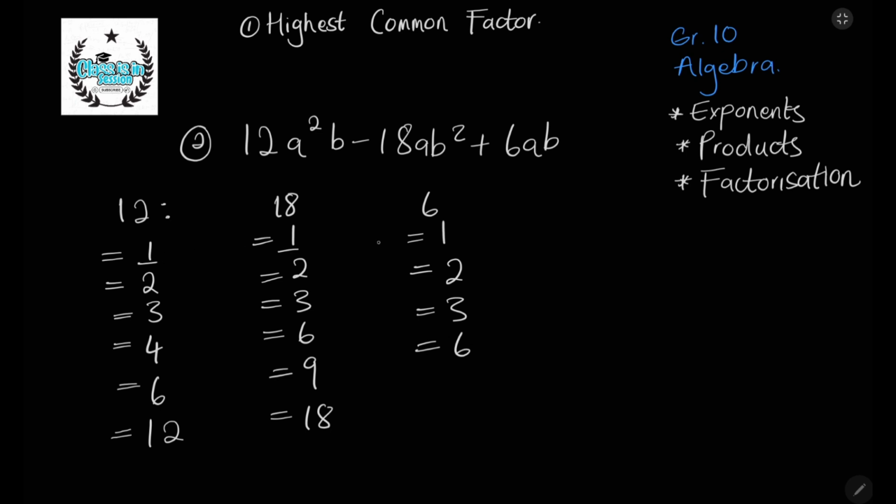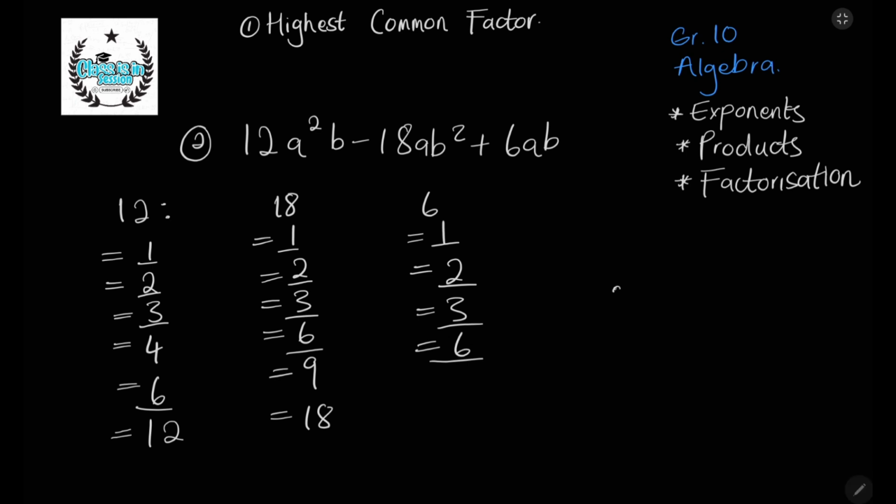We have 1, it's common. 2, 2, and 2, they're all common. We have 3, 3, and 3, they're all common. We have 4 here, 6 and 6, 4 is in common. We also have 6, 6, and 6, they're all common. 12, we don't have 12 in 18 and 6. 18, we don't have 18 in 12 and 6.